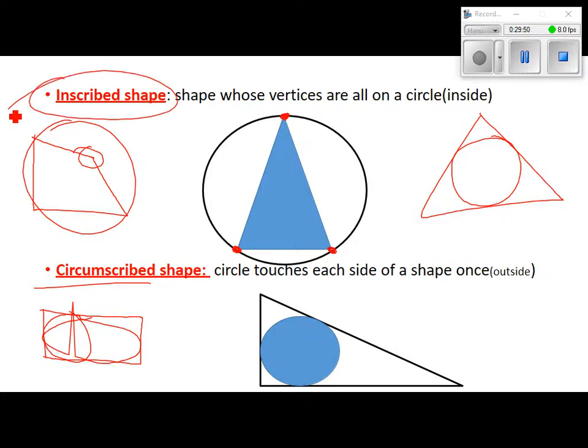So inscribed, again, you talk about the shape on the inside first. Circumscribed, you're talking about the shape going around the outside. So here we'd say the triangle is circumscribed about the circle. Here we would say the triangle was inscribed in the circle. Or we could change this one and say the circle is circumscribed about the triangle, talking about the one on the outside first.